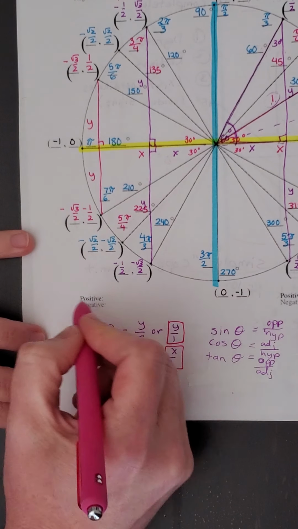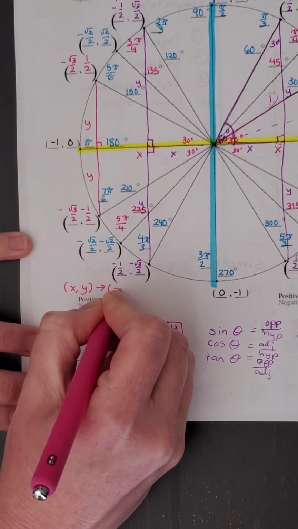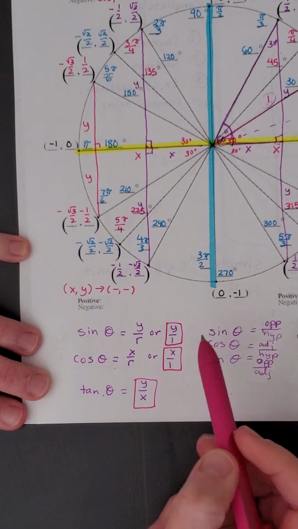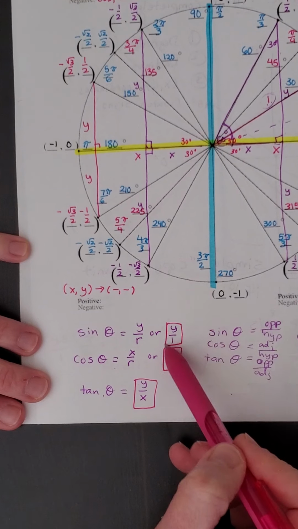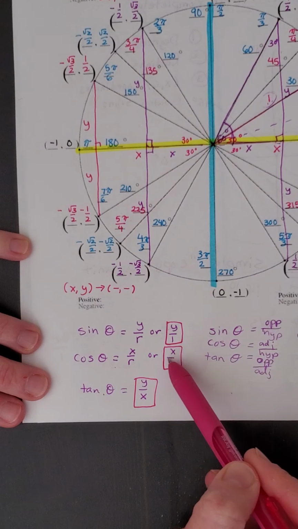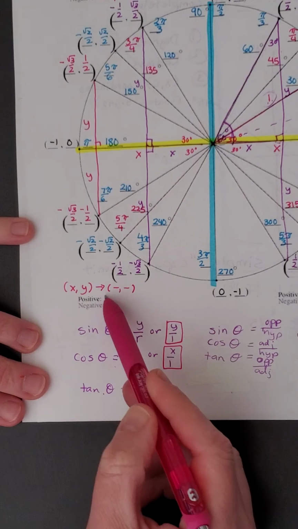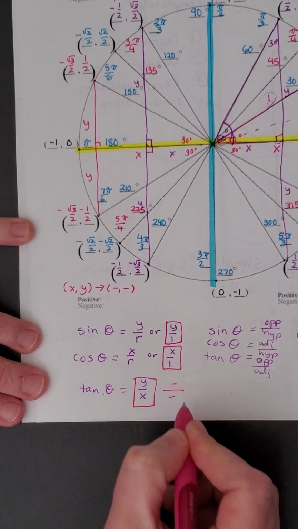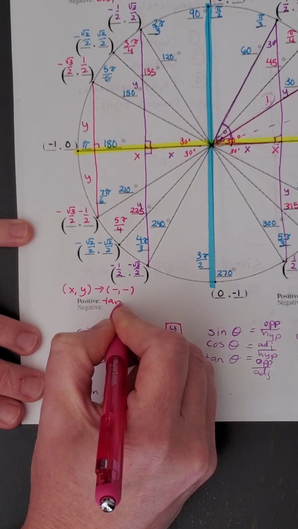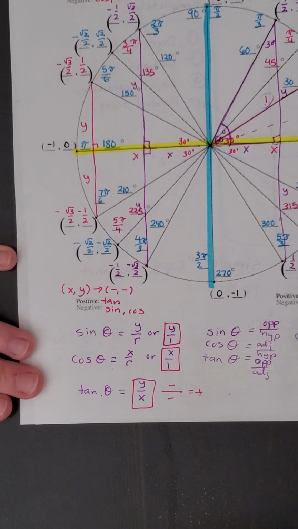In the third quadrant, both x and y are negative. Sine will be negative because it uses a y. Cosine will be negative because it uses an x. But tangent actually will be positive because you'll have a negative divided by a negative, which is a positive. So tangent will be positive in this quadrant, but sine and cosine will be negative.